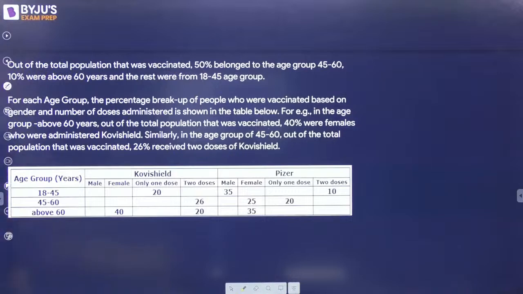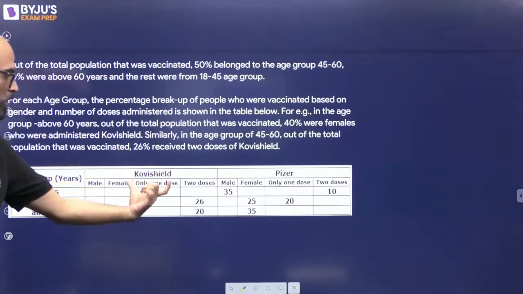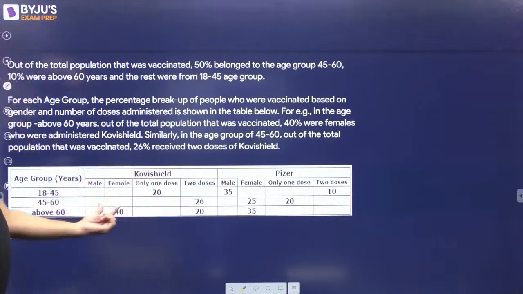For each age group, the percentage breakup of people who were vaccinated based on gender and number of doses administered as shown in the table below. For example, in the age group above 60, out of total population that was vaccinated, 40% were females. ठीक है? This is the percentage breakup, guys. 40% were females who were administered Covishield. Okay, we are looking at Covishield का major column. 40% were females.